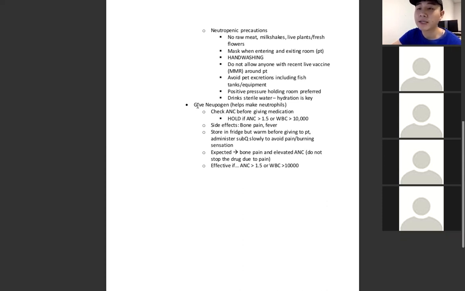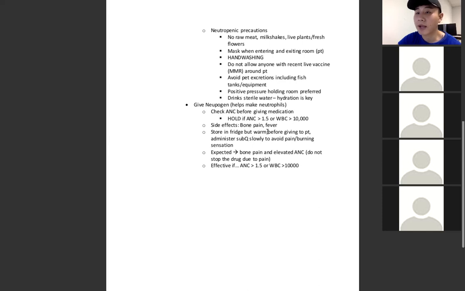So when the patient is having low ANC, absolute neutrophil count, we give the patient Neupogen. Neupogen will help make neutrophils. And before we give Neupogen, usually we have to check the ANC, absolute neutrophil, before giving the med. And when the ANC level is more than 1.5, which is 1,500, we hold the medication. Or white blood count more than 10,000, we also hold the medications. Side effect of Neupogen is bone pain and fever.